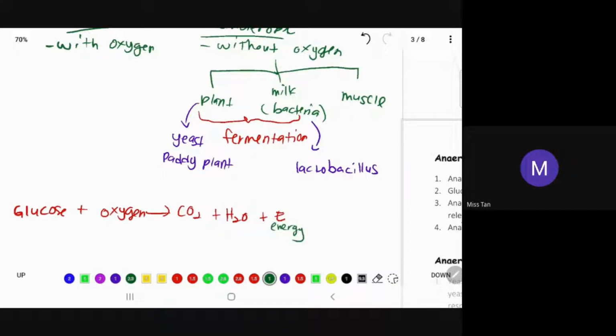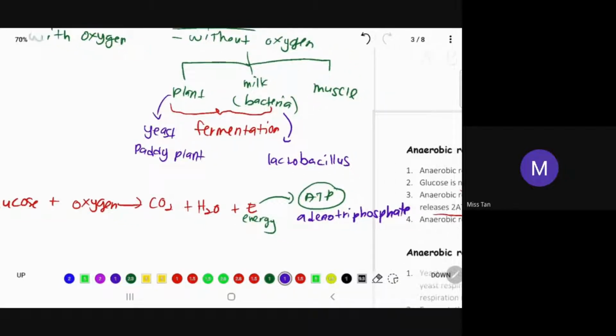We call it adenosine triphosphate. When you want to take the energy from this molecule, you have to break it down into adenosine diphosphate, ADP, and the energy. You know what I'm talking about? Now, complete reaction of these, you produce 38 molecules of ATP.